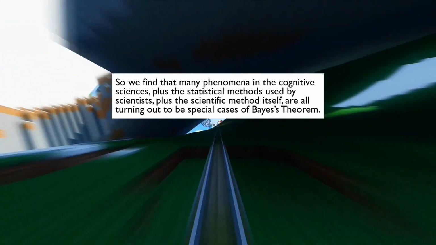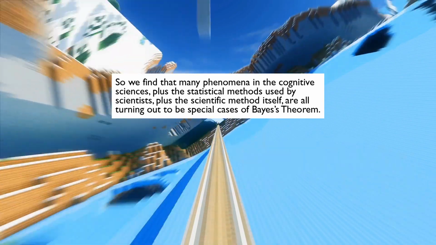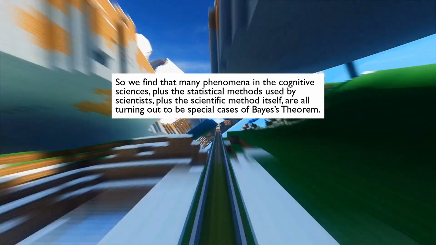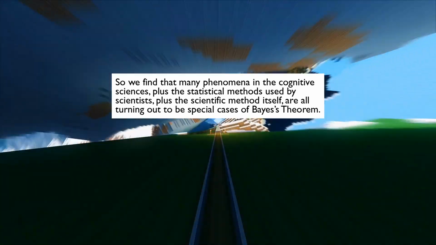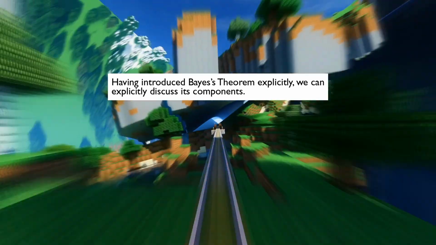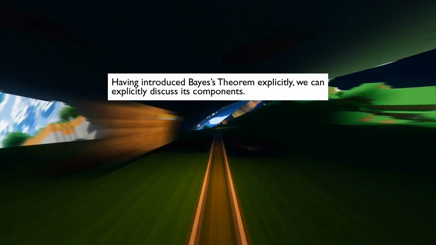Bayes' theorem shows that falsification is very strong evidence compared to confirmation, but falsification is still probabilistic in nature. It is not governed by fundamentally different rules from confirmation, as Popper argued. So we find that many phenomena in the cognitive sciences, plus the statistical methods used by scientists, plus the scientific method itself, are all turning out to be special cases of Bayes' theorem. Hence the Bayesian revolution. Having introduced Bayes' theorem explicitly, we can explicitly discuss its components.